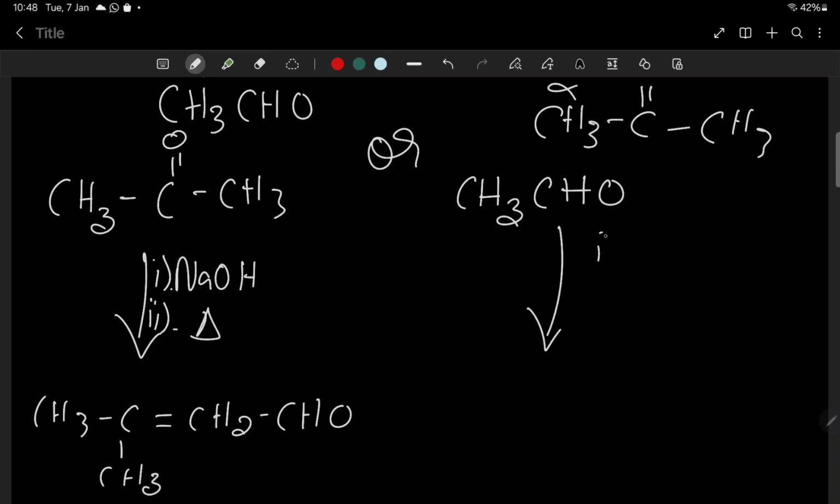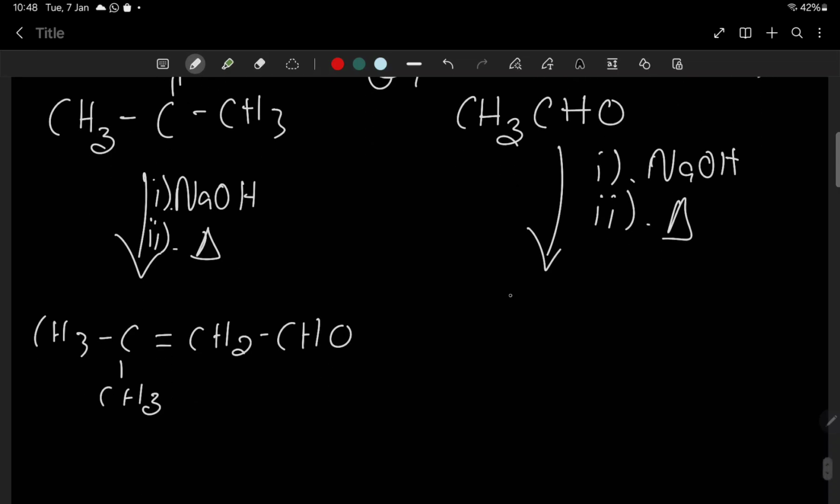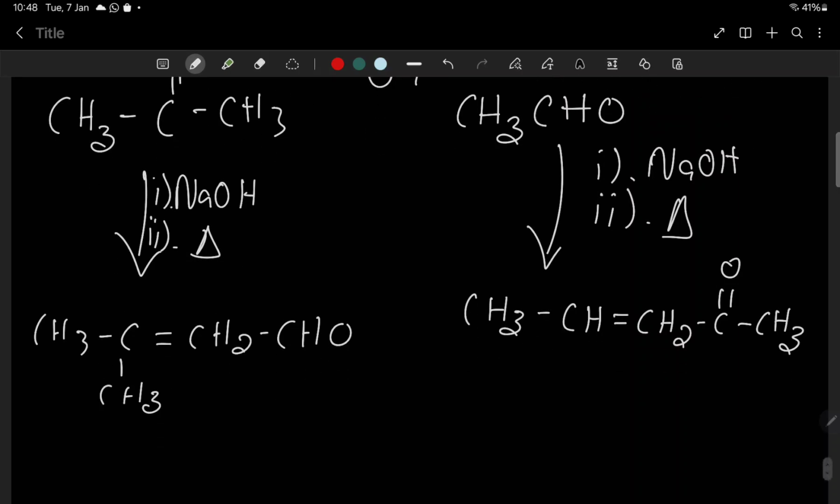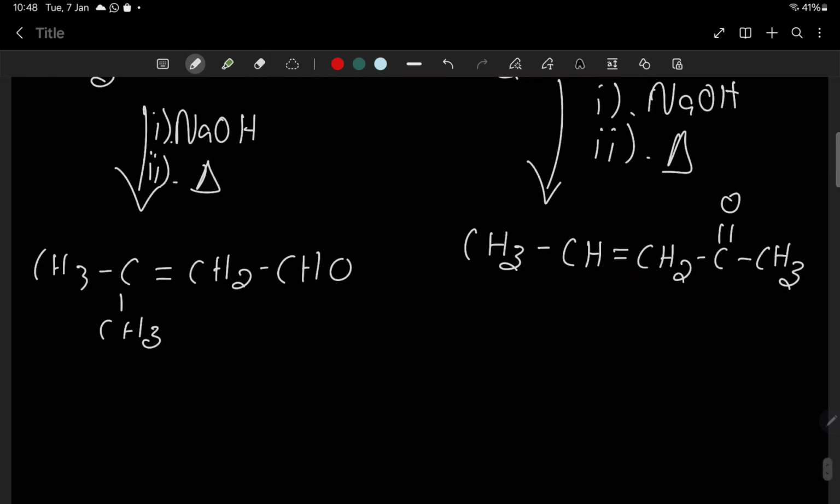Now if we do this with NaOH plus heat, what happens? We get CH3 CH double bond CH2 C double bond O CH3. We get this compound.